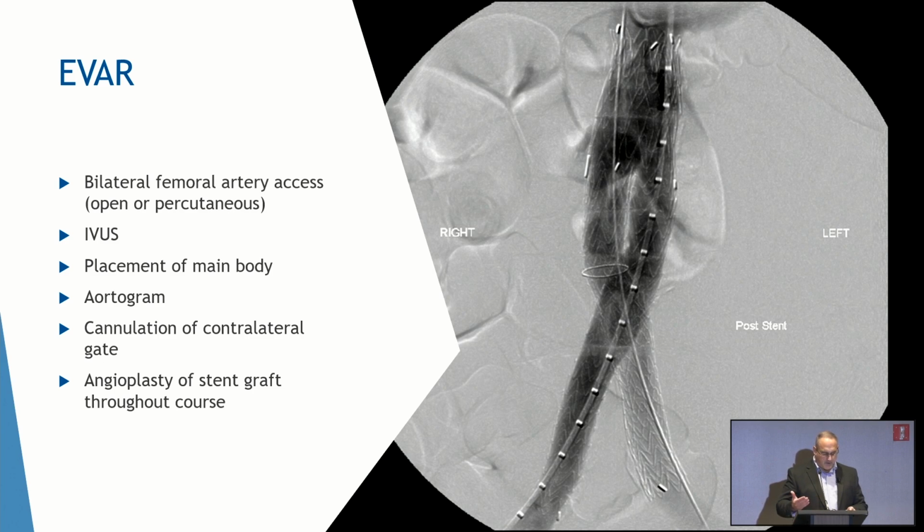The procedure involves getting access to the bilateral femoral arteries. Usually, now we do it mostly percutaneously. We use intravascular ultrasound to size our infrarenal aortic neck, place the main body after performing an aortogram, and then cannulate the contralateral gate, and then angioplasty the rest.